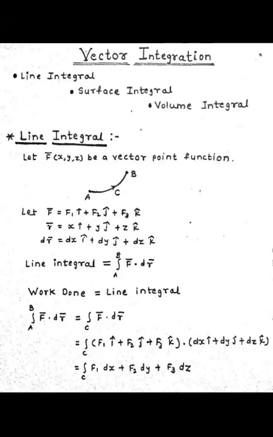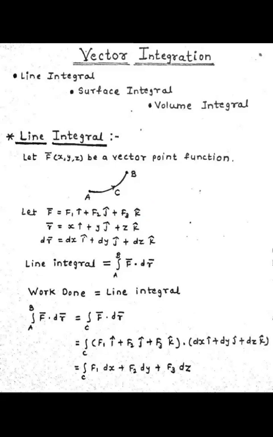In this line integral, consider f bar to be a function in terms of three variables, and it is a vector point function, and one curve C is given which is drawn from point A to point B. C is the notation to define the curve, and f bar can be written as f1 i cap plus f2 j cap plus f3 k cap.